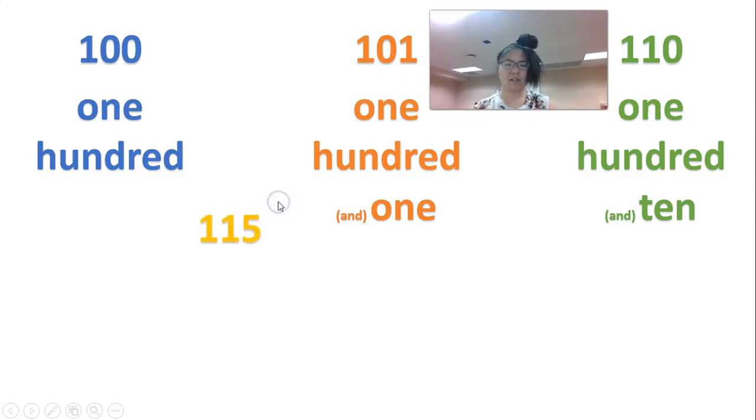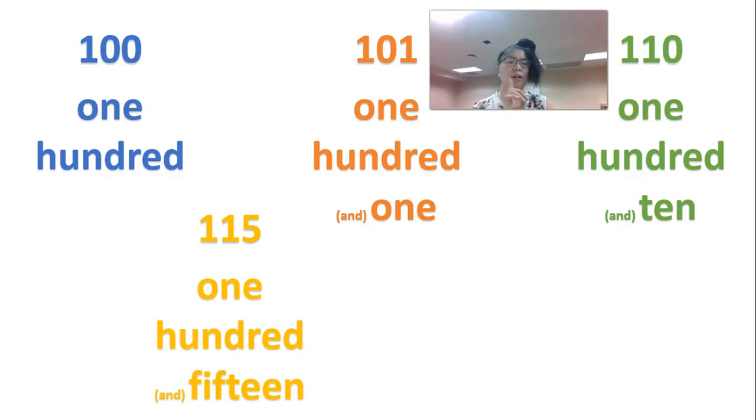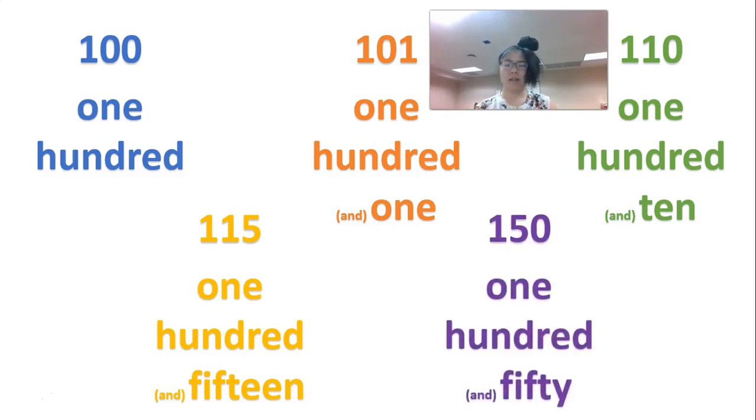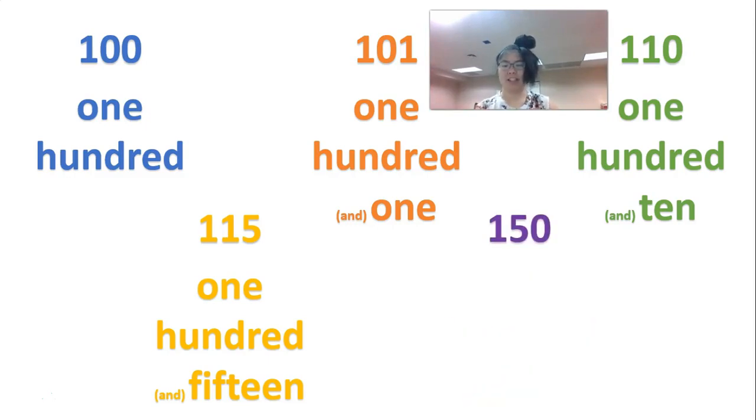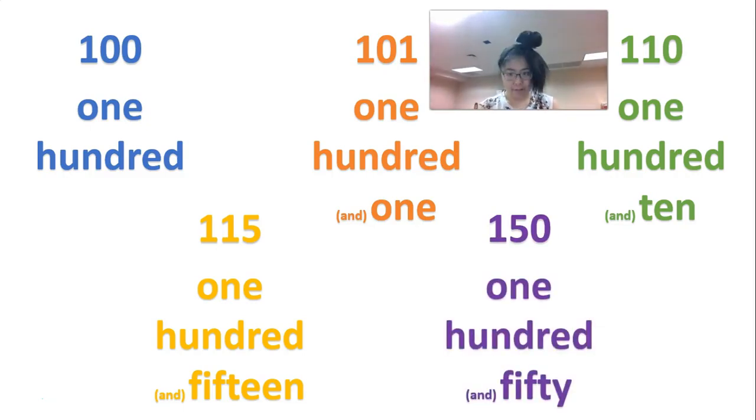What's next? How would you say this number? This is 115. You could also say 1:15, but you have to know that you're not talking about the time. It's not 1:15 in the afternoon, right? 115. And then this number is, oh, you can already see it. This number is 150, right?